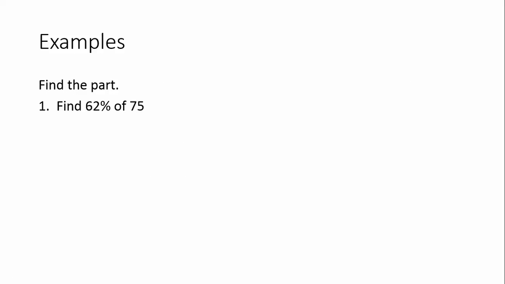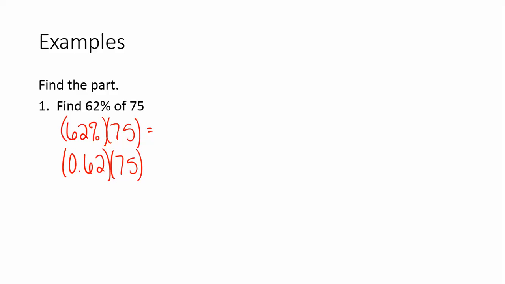Find 62% of 75. So remember, the of is that multiplication symbol. So it's going to be 62% times 75 is going to equal some number. But we want to make sure we change the percent to a decimal in order to use the equation. So in your calculator, you're going to take 0.62 times 75, and we get 46.5. So 46.5 is 62% of 75.